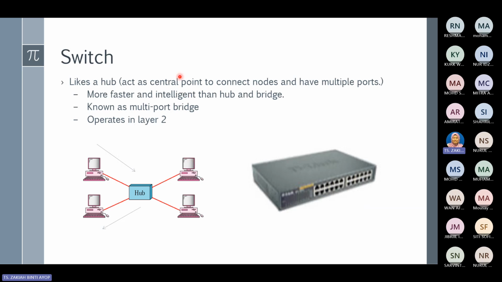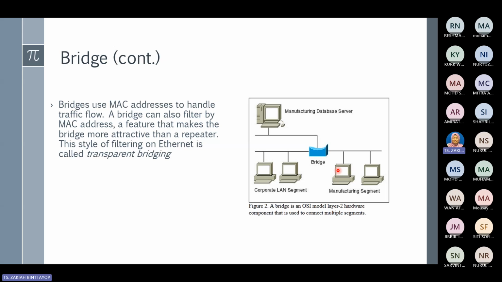A switch is like a hub that acts as a central point to connect nodes and has multiple ports. It is much faster and more intelligent than the hub and bridge. It's also known as a multi-port bridge. Remember, the multi-port bridge is to connect small segments, so it connects different segments. A switch is a better version of the bridge, which connects very few network segments.